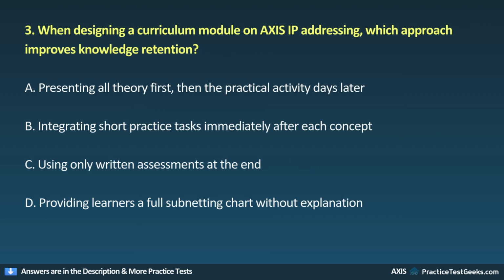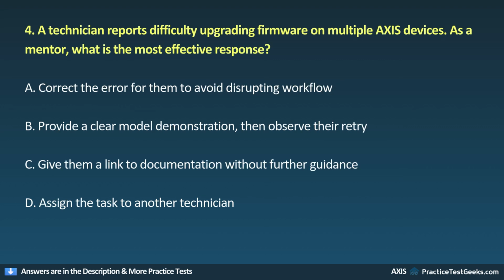3. When designing a curriculum module on Axis IP addressing, which approach improves knowledge retention? A. Presenting all theory first, then the practical activity days later. B. Integrating short practice tasks immediately after each concept. C. Using only written assessments at the end. D. Providing learners a full subnetting chart without explanation.